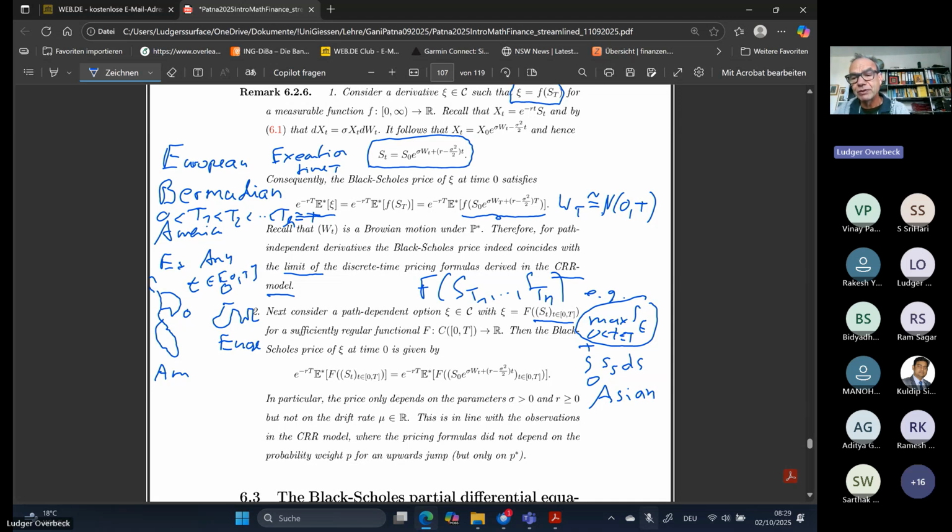And you can only execute once. If you have executed at T1, you can't execute again later. So it's a Bermudian option, and that's also common. Okay, but anyway, what you have to do then is to calculate this expectation. So this now you have to simulate, or you have to get the distribution of the entire path.